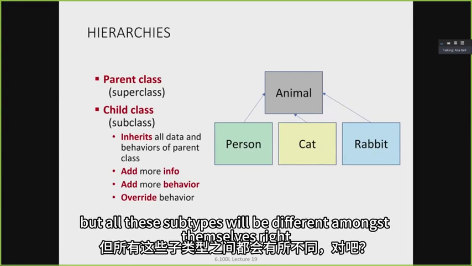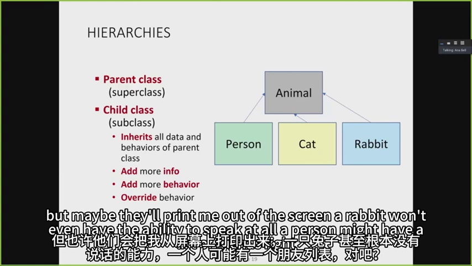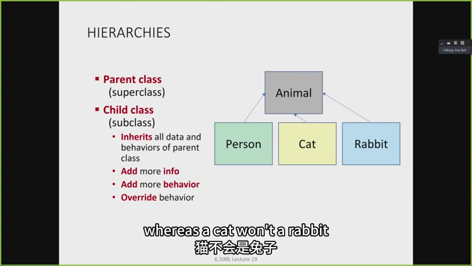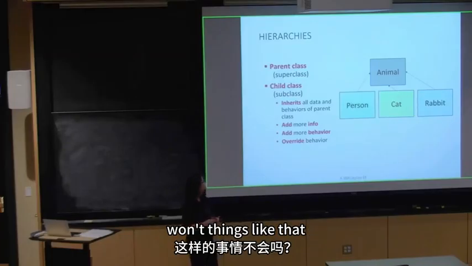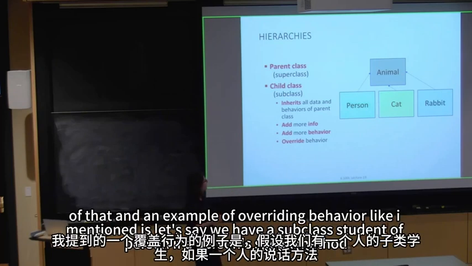But all these subtypes will be different amongst themselves, right? A person will have an ability to speak, maybe print hello to the screen. A cat could also have the ability to speak, but maybe they'll print meow to the screen. A rabbit won't even have the ability to speak at all. A person might have a list of friends, right? Whereas a cat won't, a rabbit won't, things like that. So we can either add more information, like list of friends was an example of that. We can add more behavior, like the ability to speak is an example of that.